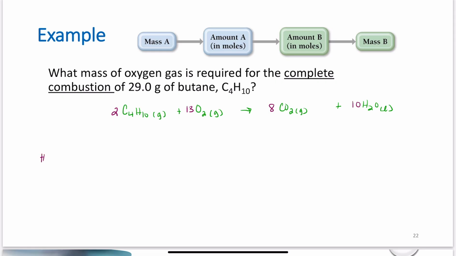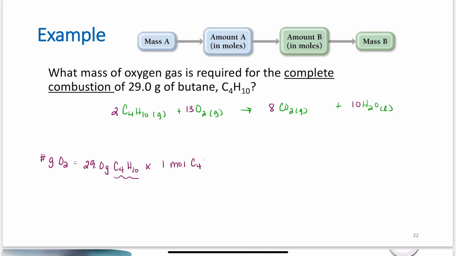And now I forgot what we're going to do. Okay, mass of oxygen gas. So number of grams of O2 if I'm combusting 29.0 grams of butane. And notice I'm also very intentionally writing what species I'm talking about in each one, because if you just have a bunch of numbers, you're going to get lost in what you're doing. Write down what species you're talking about there.